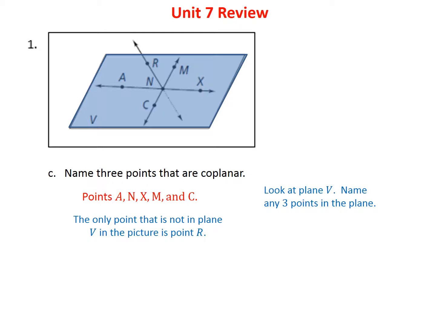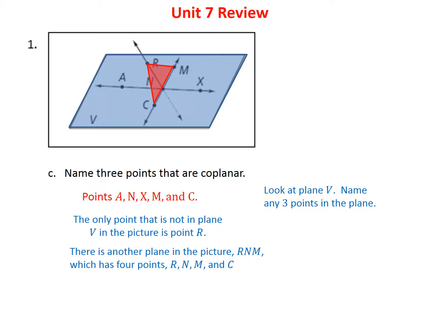We could see another plane though. You could use the R to create another plane going through the blue plane, and it looks sort of like this. R, M, C, and N are all in that, and any of those 3 points would be in the red plane that's kind of cutting through the blue plane from the top.